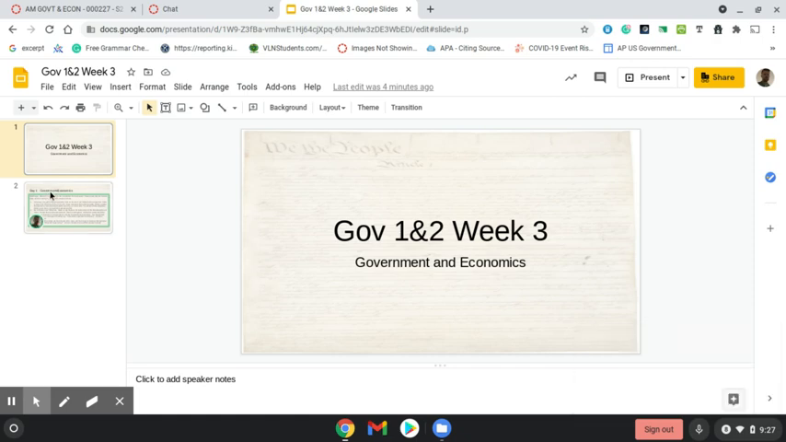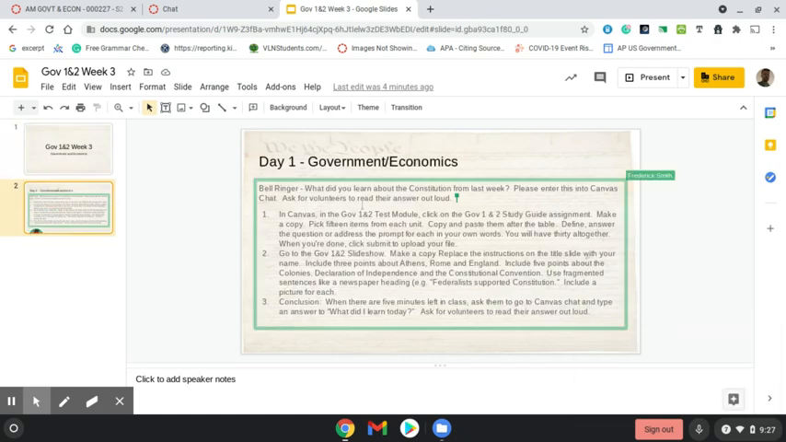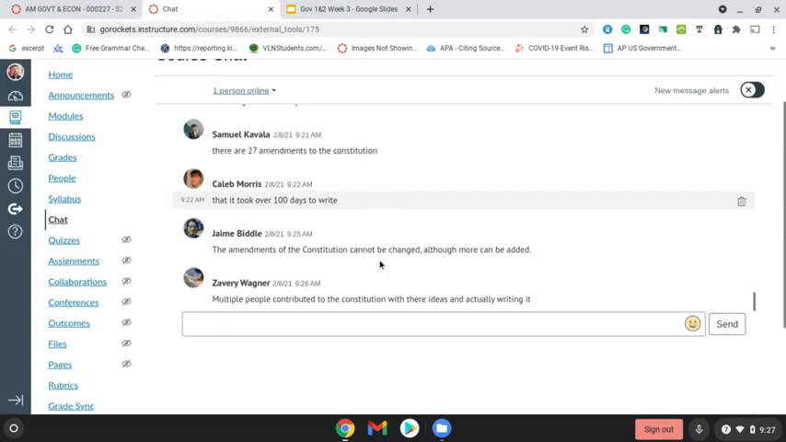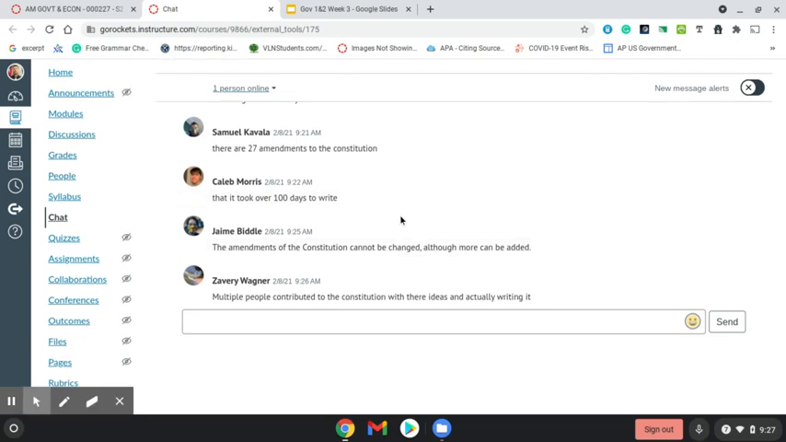Hopefully everyone's had time to enter an answer to the bell ringer. What did you learn about the Constitution from last week? The amendments of the Constitution cannot be changed, although more can be added. Well, they can't literally be changed, so the constitutional amendment would still be on there.